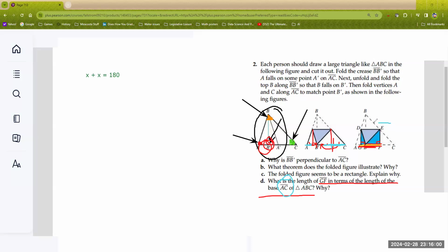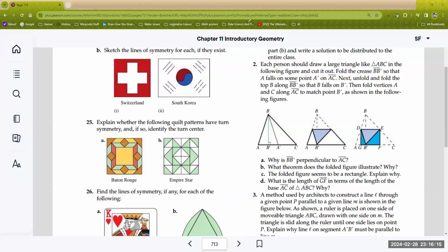And since it's a rectangle, that also means that DE is the same. It is half as big as AC. So there's some of the cool properties of just doing a little bit of paper folding on this one.